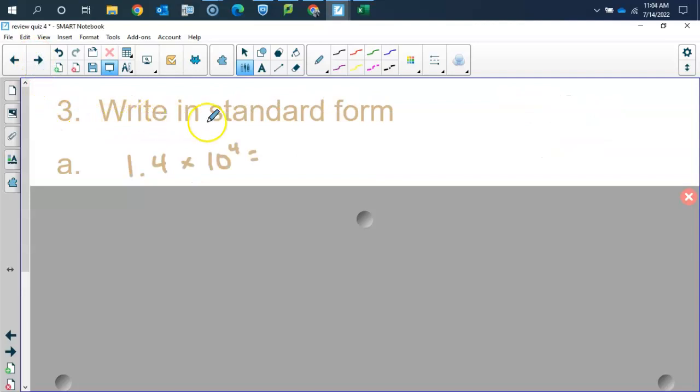All right, write this in standard form. 1.4 times 10 to the 4th. Go. Well, this is scientific notation. We are multiplying by 10 to the 4th, which is basically 10,000. We are going to move our decimal, because that's going to make this a bigger number when it's a positive exponent, 4 places to the right. 1, 2, 3, 4, which would be 14 and 3 zeros, so 1,400. Or I'm sorry, I said that wrong, 14,000. Okay, 1.4 times 10 to the 4th. This is the scientific notation. This is the standard form.